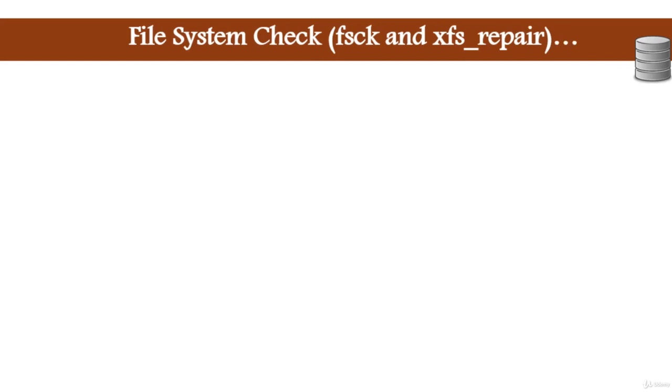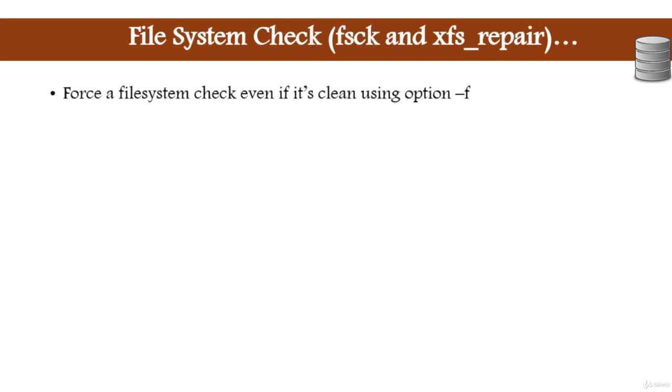Now, continuing on, force a file system check even if it's clean using option -f. So if you want to do a file system check and it is already clean, but you still want to run it, then use the -f option. Why do you want to check it when it's already clean? Well, some people do like to keep it consistent.